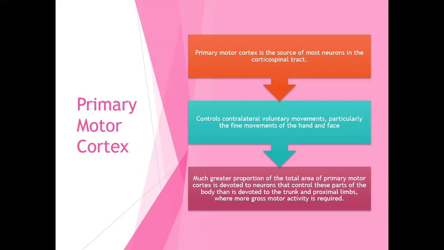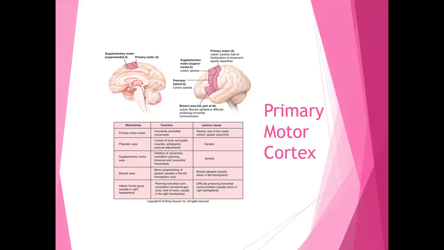It's the same way in the somatosensory cortex. A much greater proportion of the total area of the primary somatosensory cortex is devoted to the hands and face than any of the rest of the body. So it's not just motor, but also sensory. The primary motor cortex is located in the precentral gyrus, anterior to the central sulcus. Just posterior to the central sulcus is the primary somatosensory cortex. So they're neighbors. Isn't that interesting?